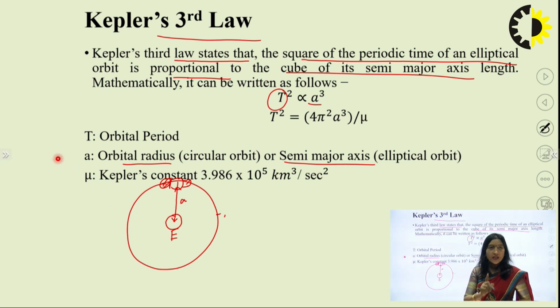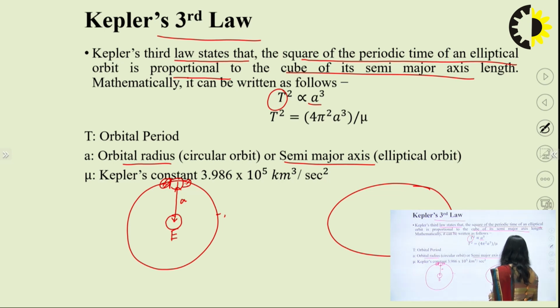Orbital radius, there is a difference between orbital radius and altitude. Orbital radius means the distance from the center of Earth to the satellite. Altitude means the height of the satellite, the distance of the satellite from the surface of Earth. So, here if a circular orbit is there, then a will be the orbital radius, meaning the distance of the satellite from the center of Earth. Similarly, if the orbit is elliptical, then this small a will be the semi-major axis, right?